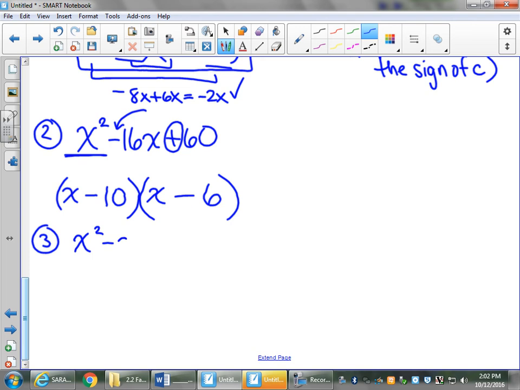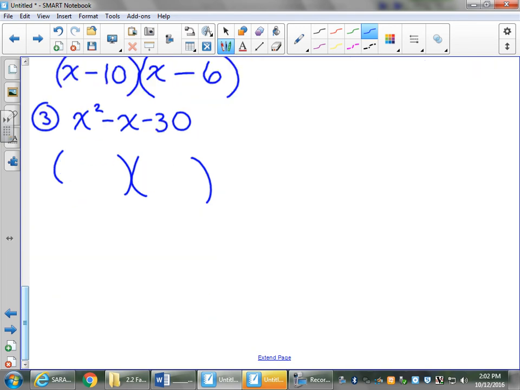x squared minus x minus 30. You can always set up your binomial factors right away. And you're going to start thinking about your factors of 30. You could list them all out: 1 and 30, 2 and 15, 3 and 10, 5 and 6. And you're trying to find the combo that will add to negative 1.